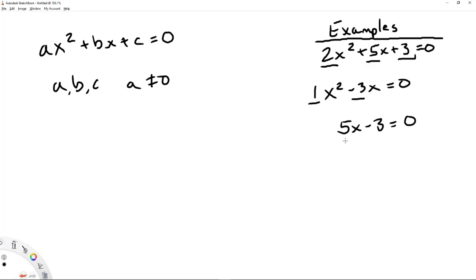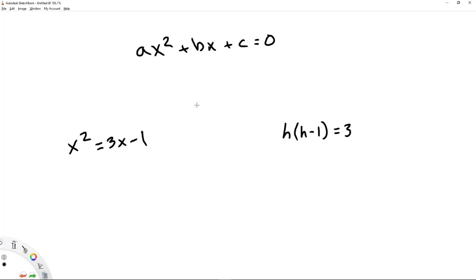However, for 5x minus 3 equals 0, it is not a quadratic equation. Although we have the b value of 5 and the c value of negative 3, the a value is missing, which means that a is equal to 0. However, like said before, a cannot equal 0.